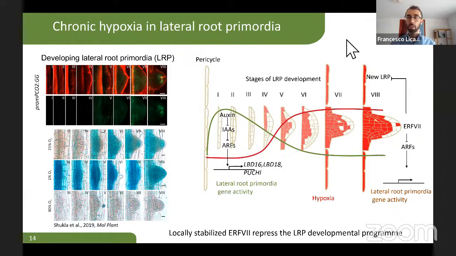This is then translated into the developmental program by the ERFVII inactivating, by dimerization, the auxin responsive factors, and so terminating the lateral primordium program and facilitating the establishment of the meristem, but also preventing nearby lateral or primed pericycle cells from becoming lateral root primordia.